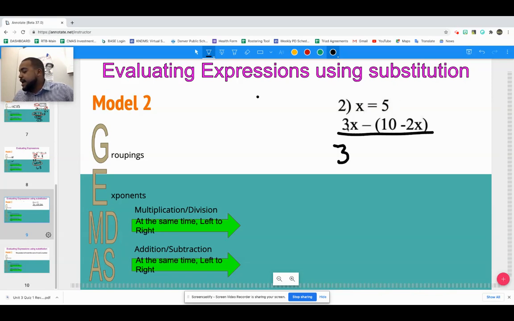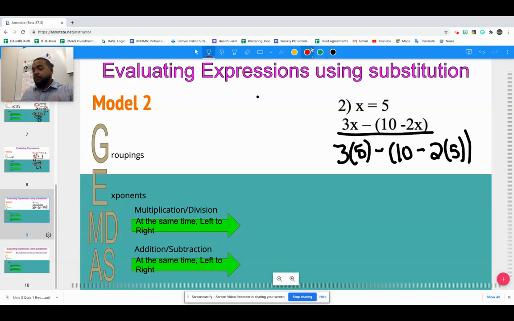We know that 3x means 3 times x. You can put the multiplication symbol, or you can just put a parentheses, which means the same thing. 3 times 5 minus parentheses 10 minus 2x, which just means 2 times 5 parentheses. All right. Once again, refer back to my order of operations. I have my expression all written out. I need to ask myself, do I see any groupings? I do. Here is my grouping.